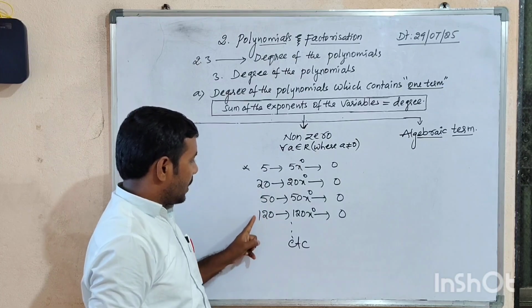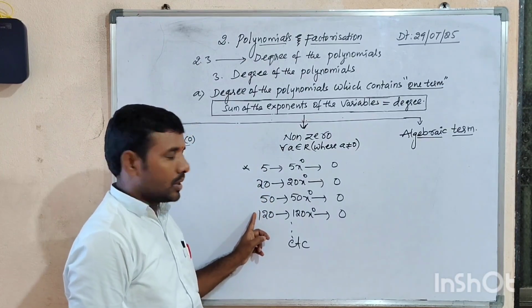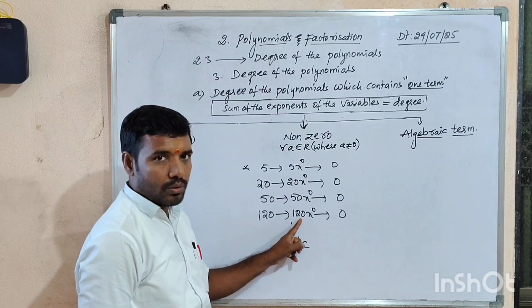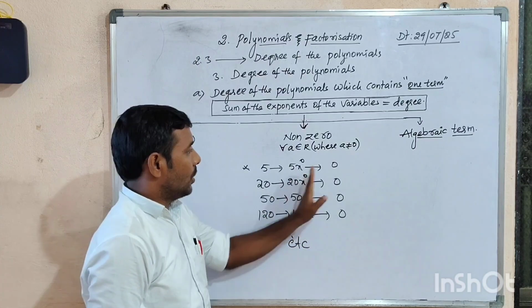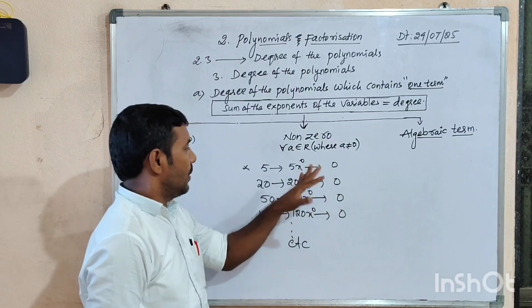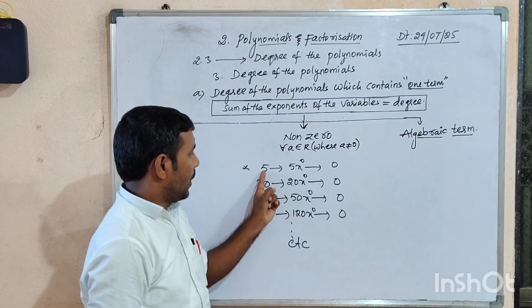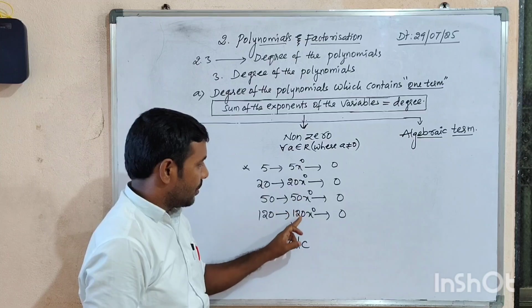See, here 5, 20, 50, 120. Here four figures are there. These four figures are numerical expressions. We converted them to algebraic expressions right now. You know how to convert. So these are their degrees. Degree is not a criterion here. So these 5, 20, 50, 120 we express in such a way.